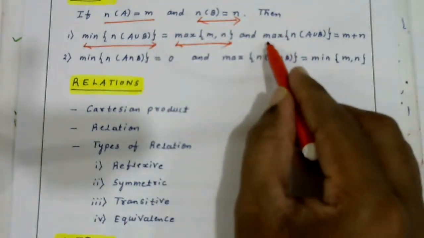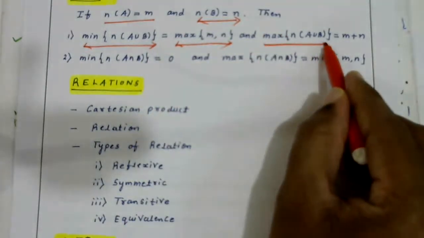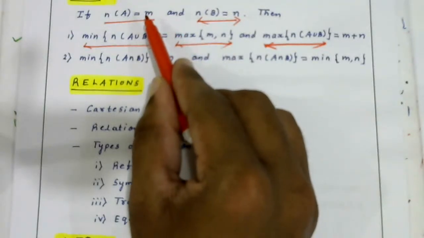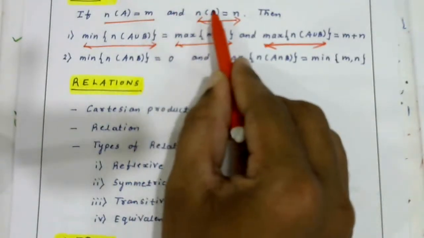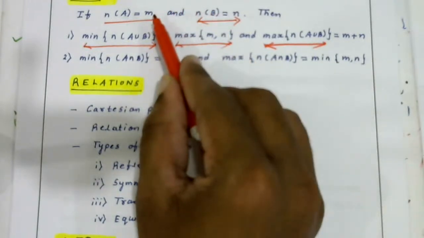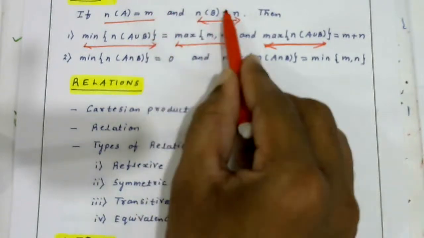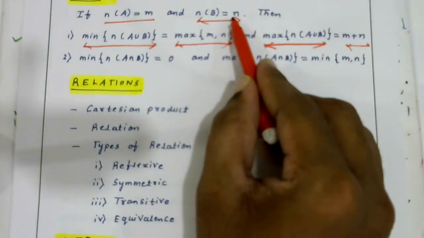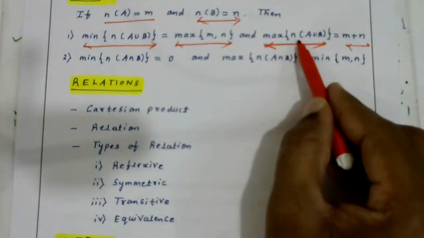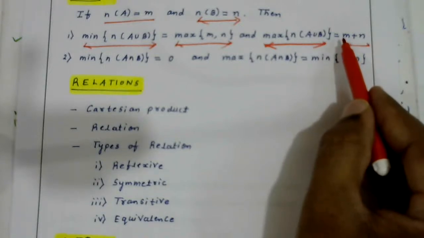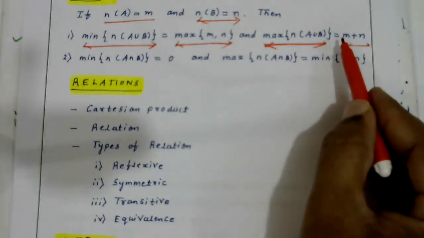And what is the maximum number of elements present in A union B? To get the maximum number of elements, we should take the minimum common. So the minimum common is 0. If I take that, then the maximum number of elements in A union B equals m plus n. I should add the two sets' numbers of elements, and that gives the maximum number of elements present in A union B.